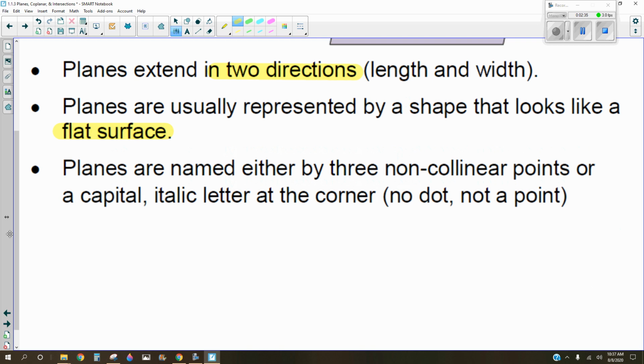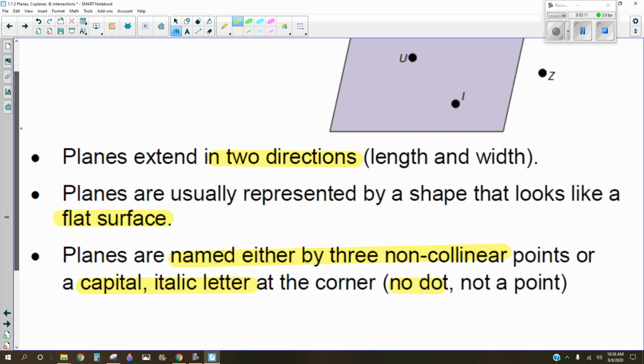Let me move down here. And when we name planes, and I'll go back up to the picture in a second, planes are named for three non-collinear points or a capital italic letter in the corner. That letter will have no dot. It's not a point, it's the name of the plane. Just like the little letter M we wrote next to a line. It wasn't on the line, it was just nestled there next to the arrow. Same with our plane. So let's go back up and look at that picture again.